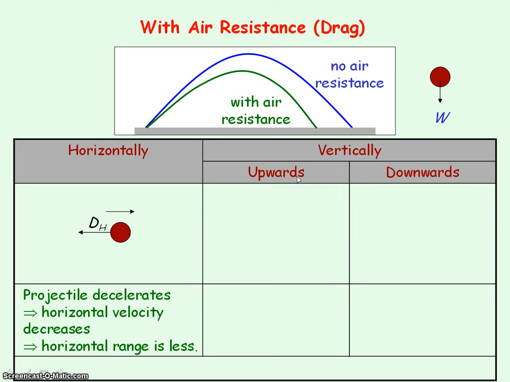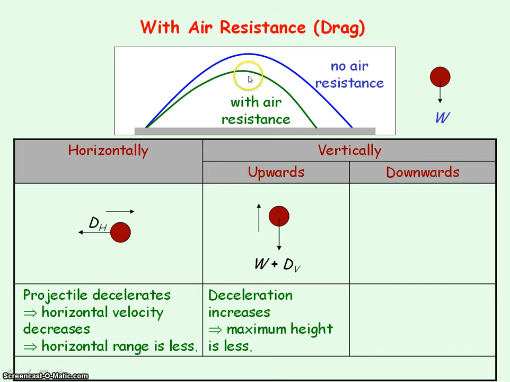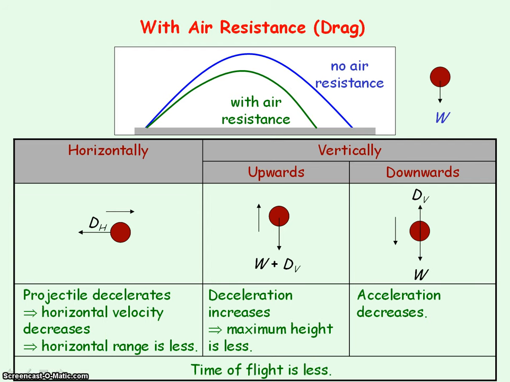Vertically, when the projectile is moving upwards, the air resistance will act with the weight to oppose the motion of the projectile, so the deceleration of the projectile will increase, so the maximum height will be less. And when the projectile is moving vertically downwards, the air resistance will oppose the weight and so decreases the acceleration of the projectile. And so the air resistance will also reduce the time of flight.